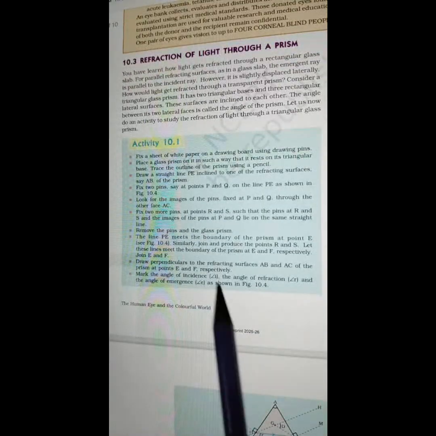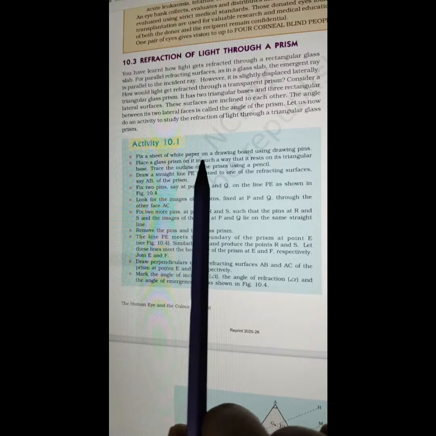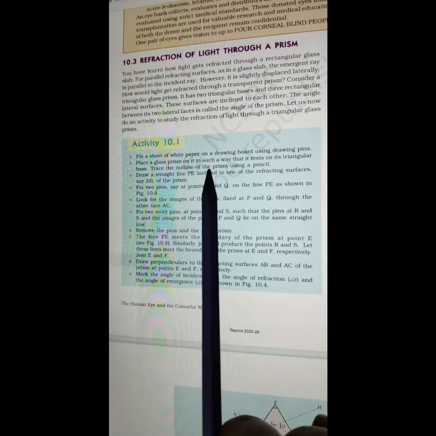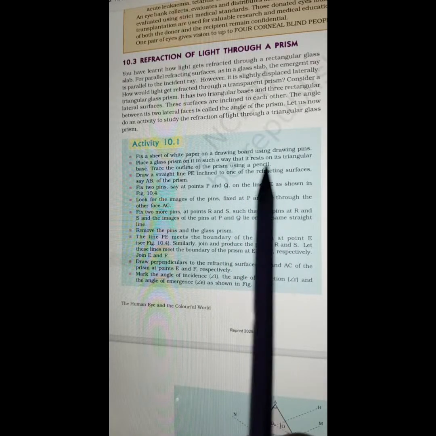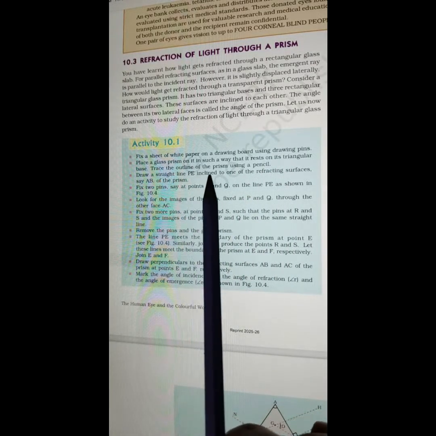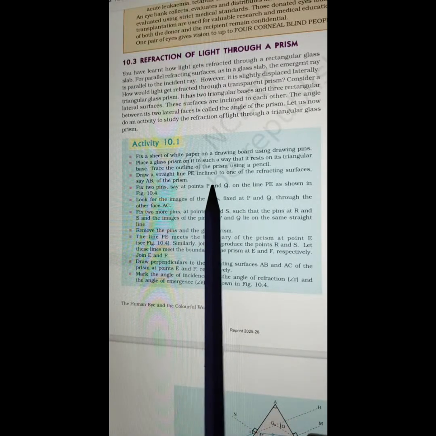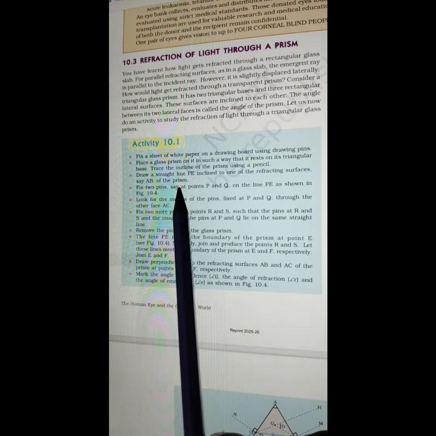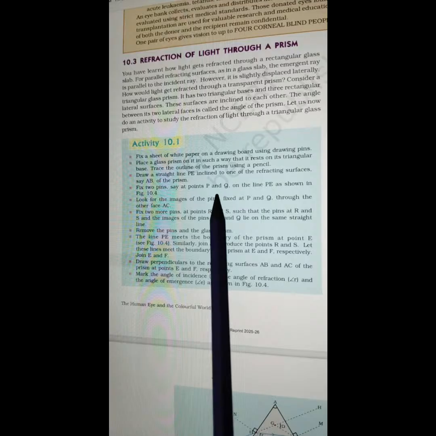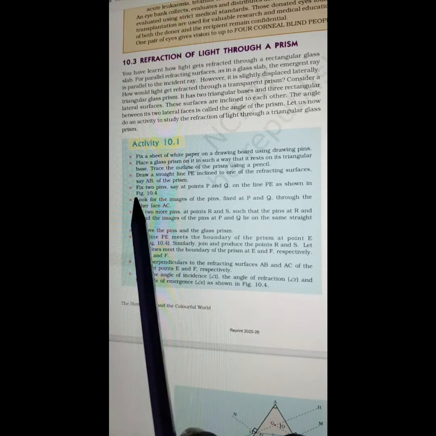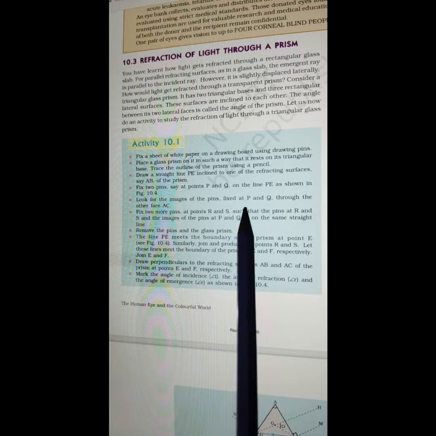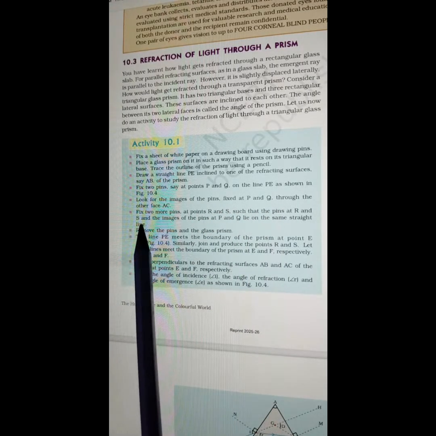Activity 10.1. Fix a sheet of white paper on a drawing board using drawing pins. Place a glass prism on it in such a way that it rests on its triangular base. Trace the outline of the prism using a pencil. Draw a straight line PE inclined to one of the refracting surfaces, say AB, of the prism. Fix two pins, say at points P and Q, on the line PE as shown in figure 10.4. Look for the image of the pins fixed at P and Q through the other face AC.